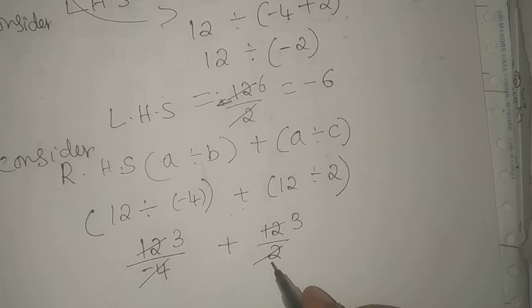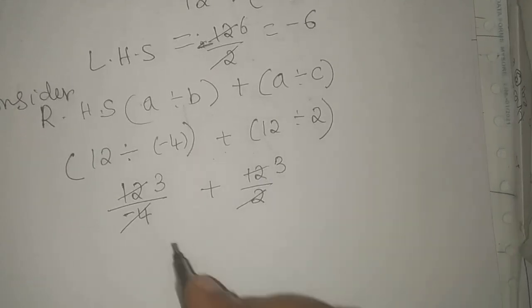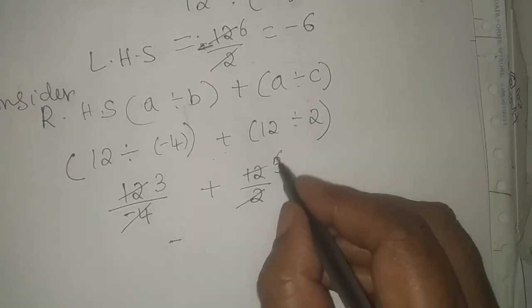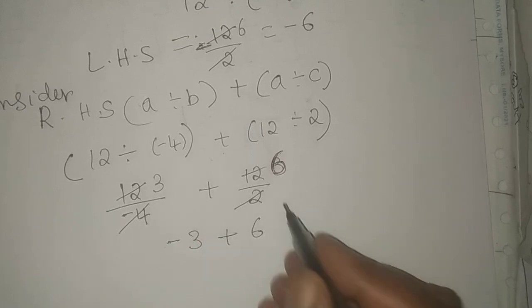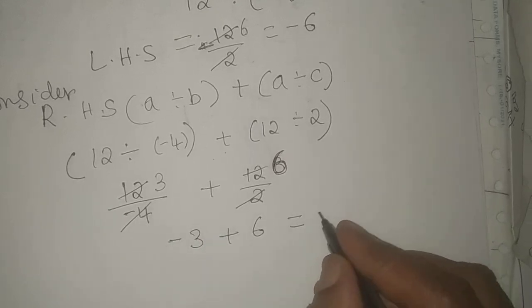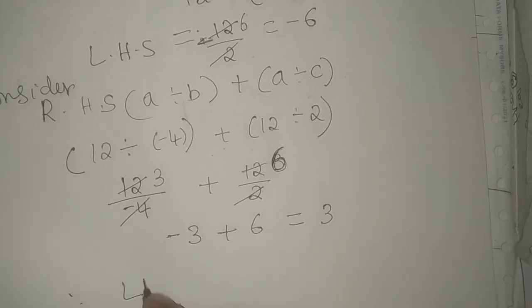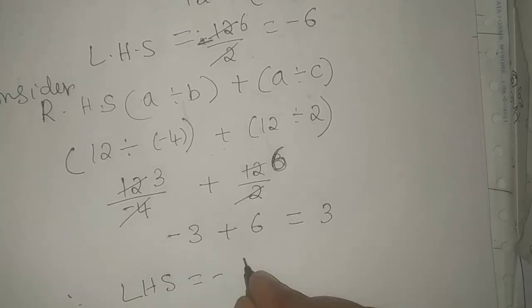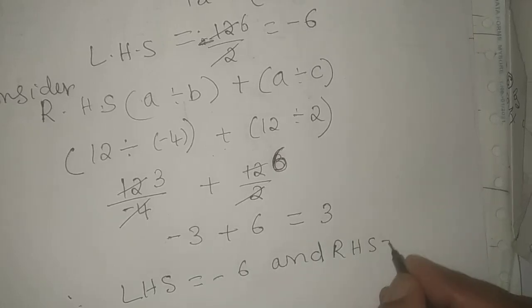So how much are we getting? 4 threes are 12, so minus 3, and 2 sixes are 12, so 6. Minus 3 plus 6, here we are getting 3. So the answer is 3. Therefore finally, LHS is how much? Minus 6, and RHS is equal to 3.